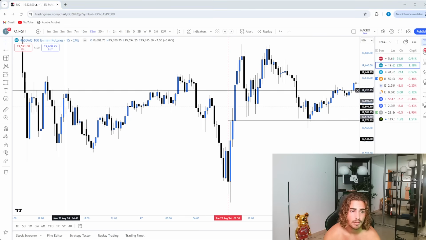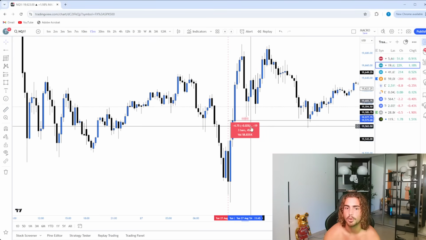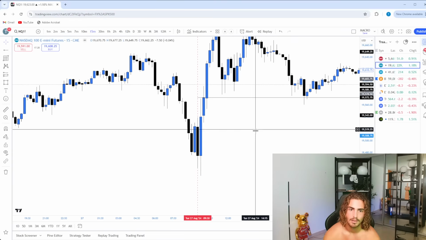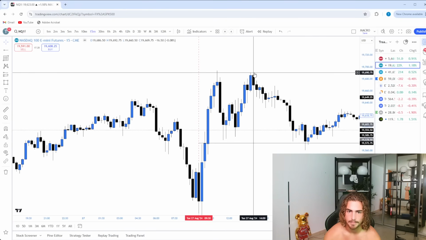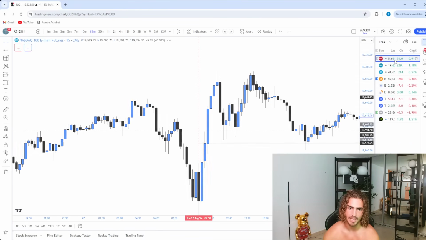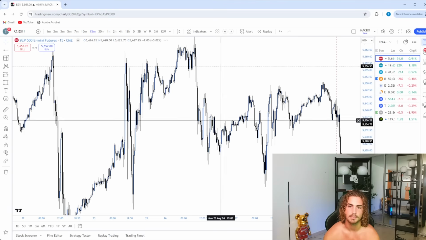Like, what are we? Oh, boohoo. Four ticks away. Close enough. Okay. We come back down and then boom. We make a decent leg up. Honestly, within here, probably wouldn't have been that juicy. Let's see if ES gave us a better one on Tuesday.